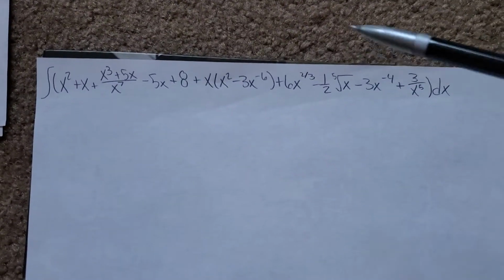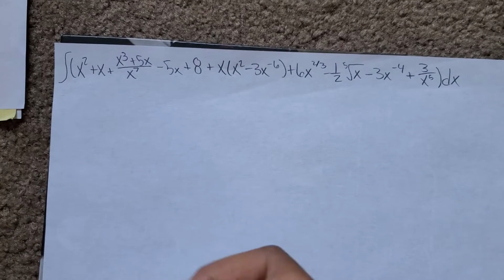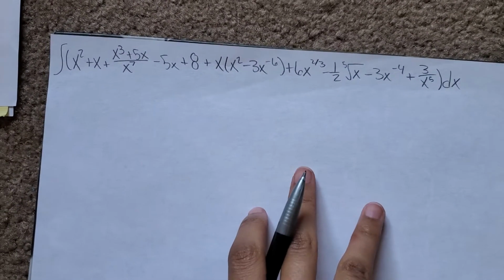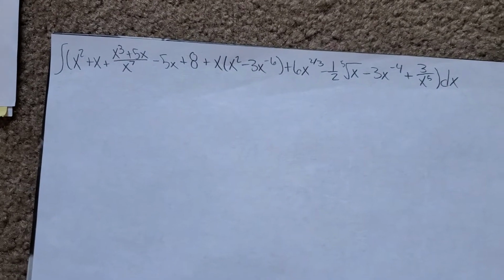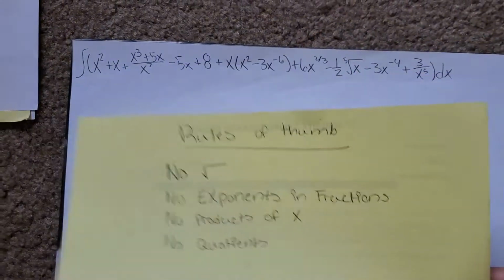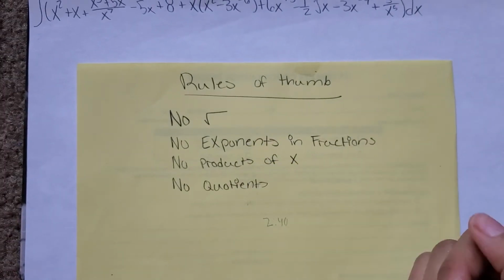So this is an antiderivative, and today we're going to be solving it by using the reverse power rule. And for this problem, or for any antiderivative, there are rules. So we're going to be using these 4 rules of thumb.